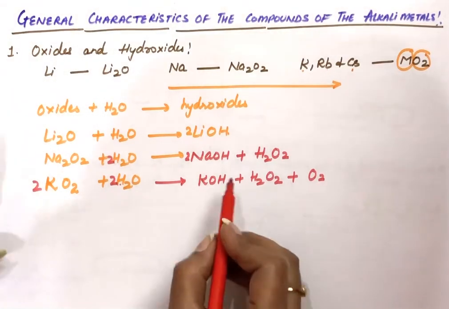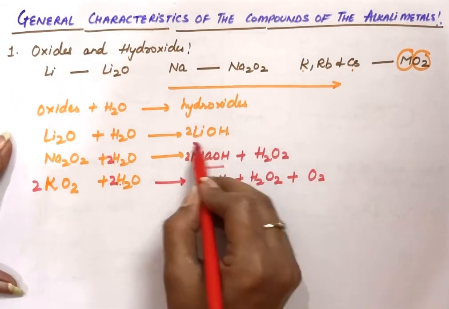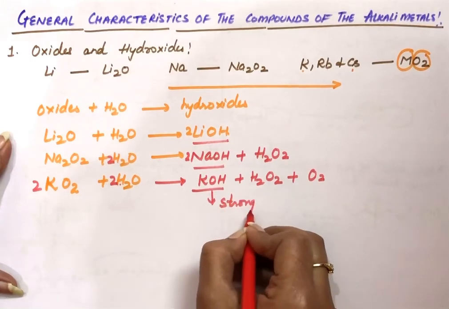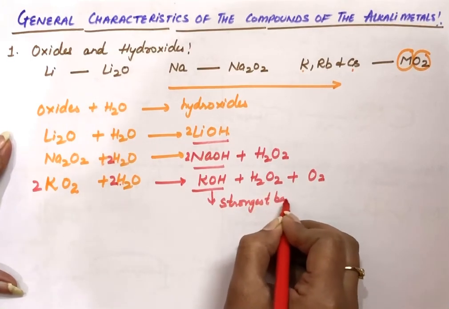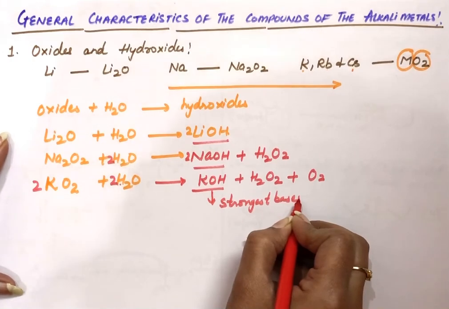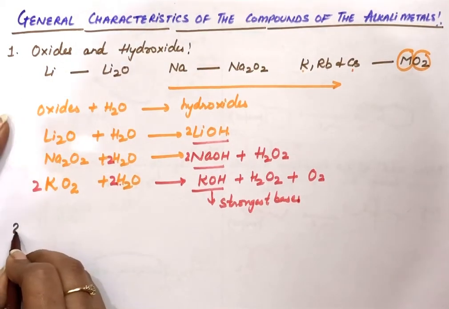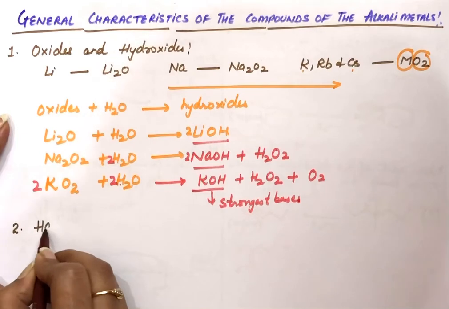Alkali metal hydroxides are the strongest bases. That is why they dissolve freely in water with evolution of a large amount of heat. So this is about the first compounds, oxides and hydroxides of alkali metals.